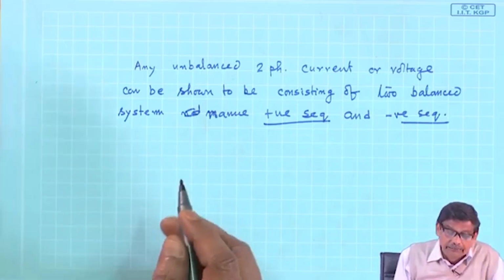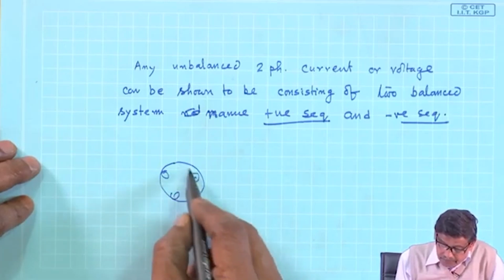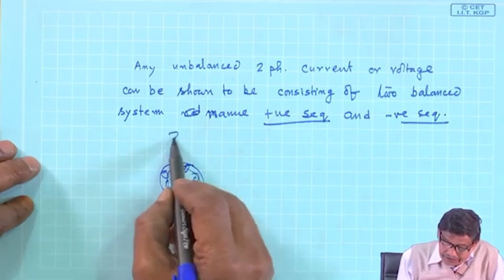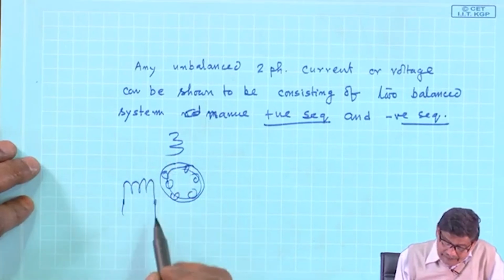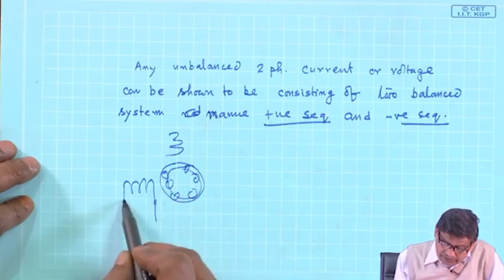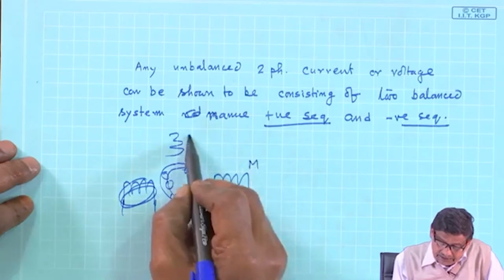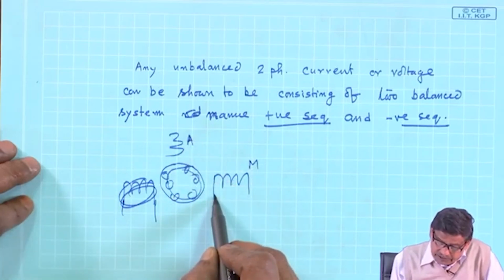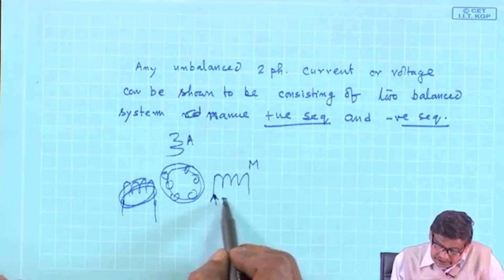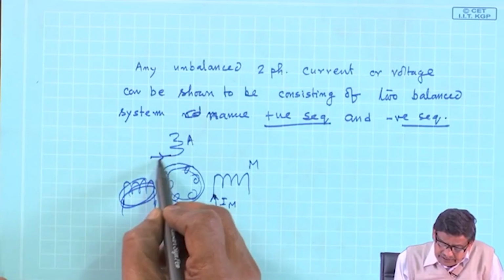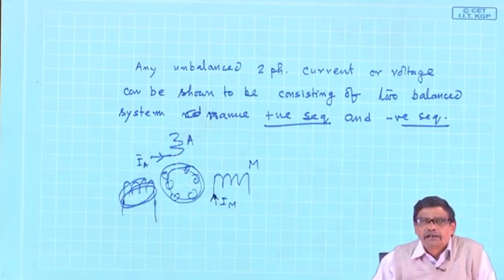Suppose, consider this motor only, which has got two windings, and I will draw it here. This is the main winding, this is the A winding. Suppose this current is IM and this current is IA, and these need not be balanced two phase currents.